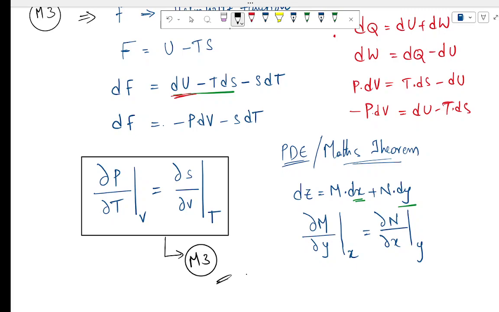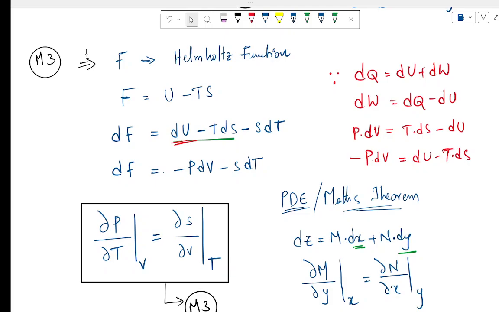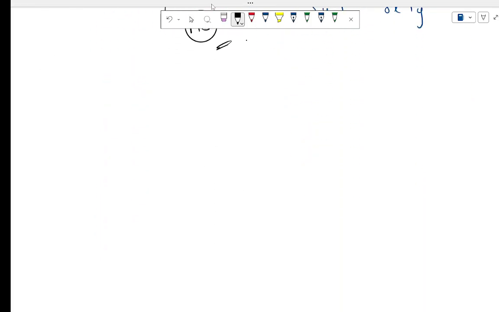So Maxwell relations are essentially partial differential equations. They are not definite differential equations. So you have dous here, you don't have d's here, so have that in mind. Now we are done with M3. We will now move on to the discussion of M4.